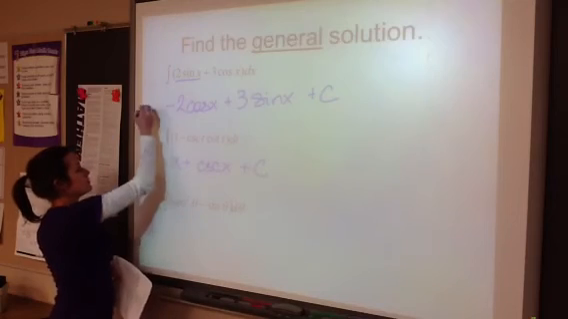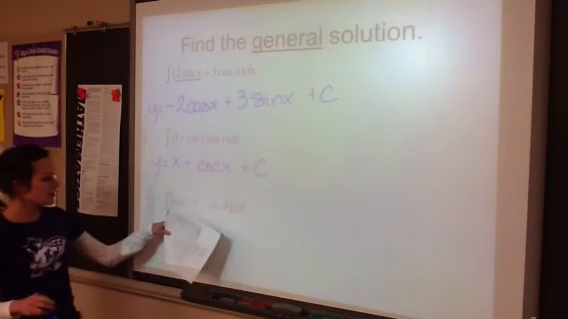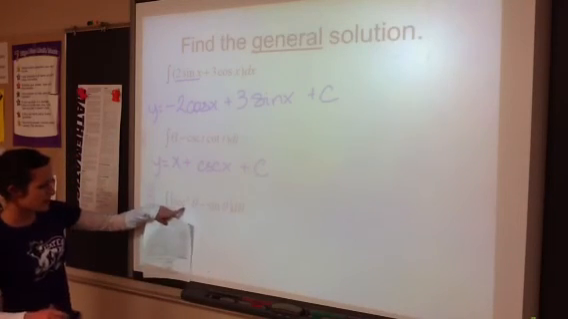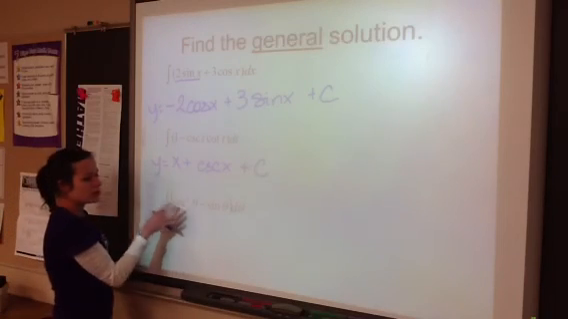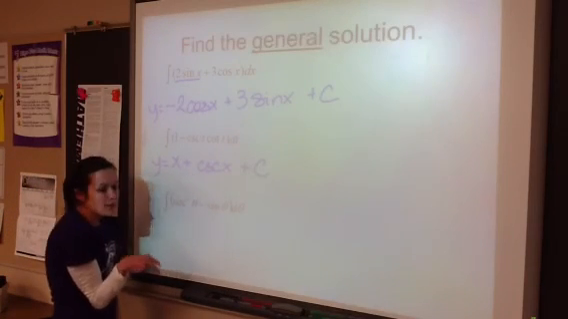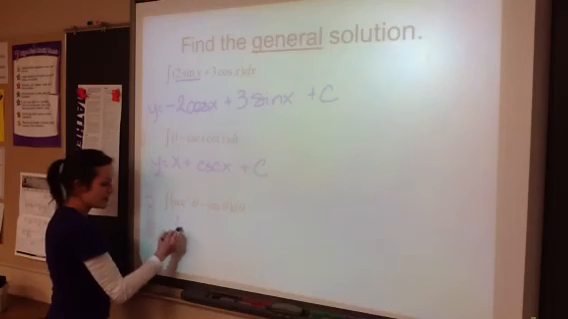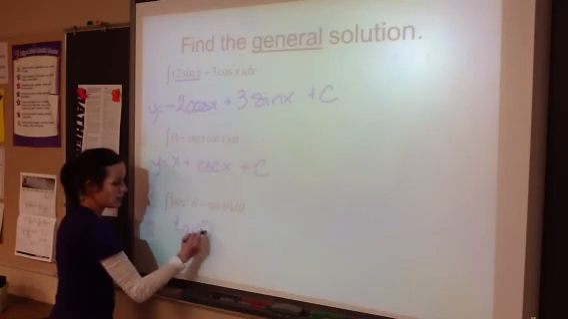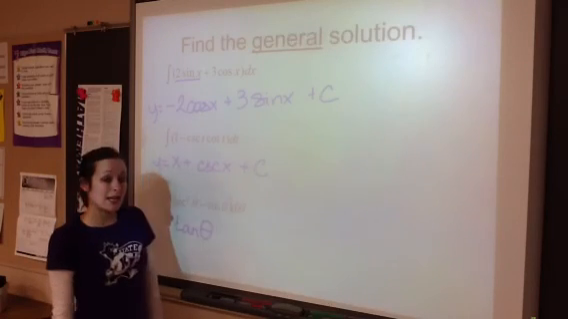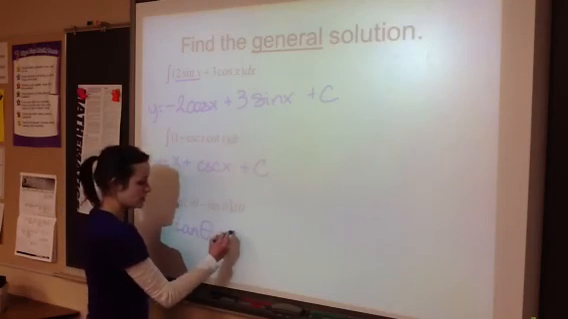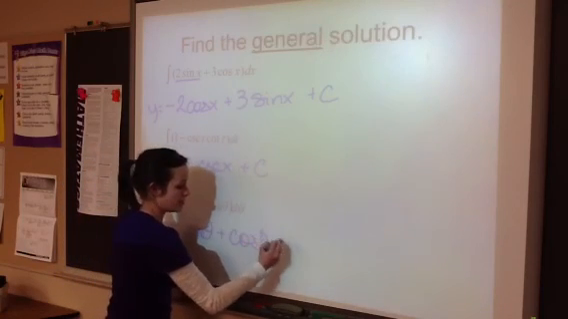Y equals. Here, the antiderivative is secant squared minus sine. So ask yourself, what did we take the derivative of to get secant squared? It was tangent. What did we take the derivative of to get negative sine? It was cosine plus c.